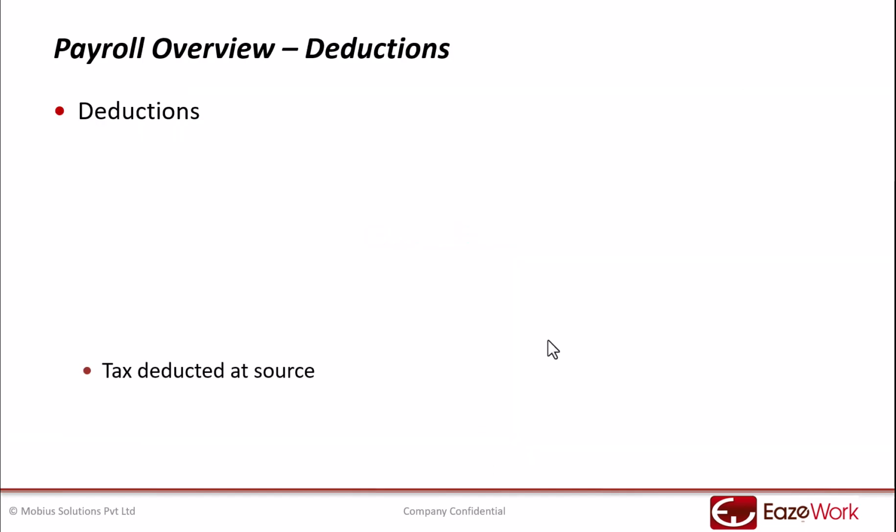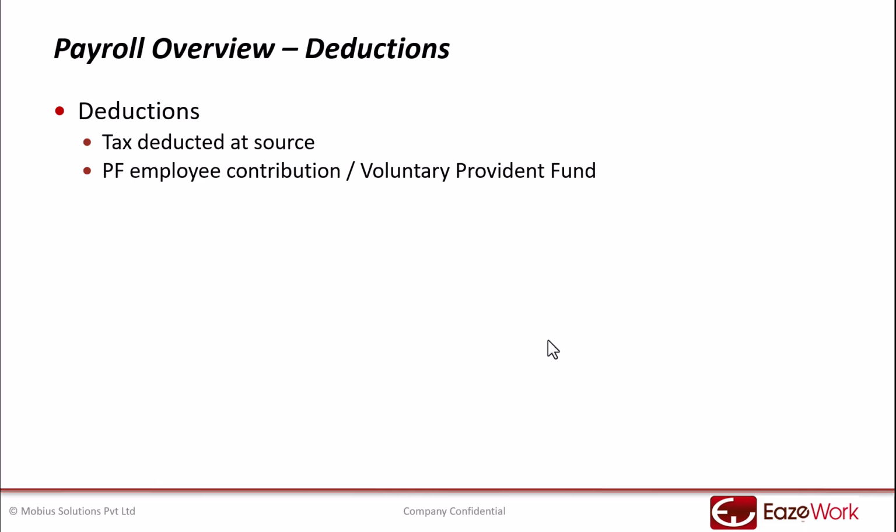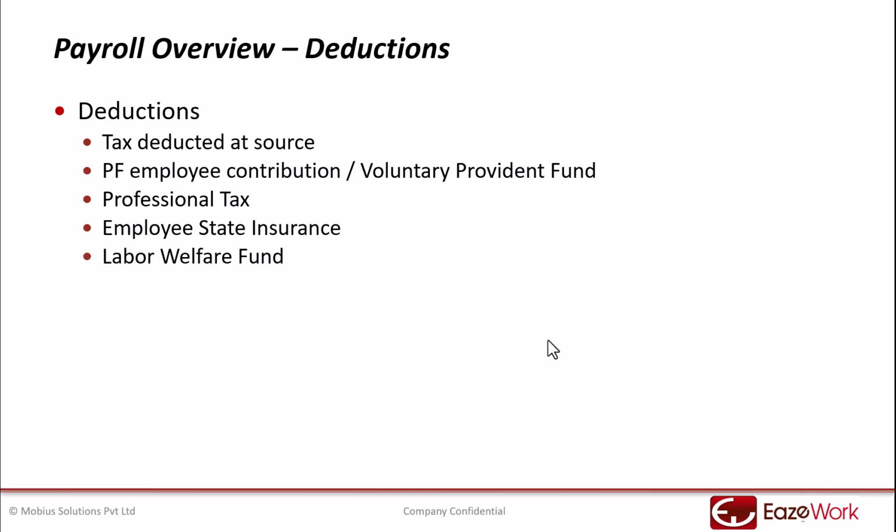The second part is the deductions. There are multiple types of deductions you will have in payroll. The most important one is tax deducted at source. TDS is calculated based on your taxable income and also will depend upon whether you're a part of the old regime or new regime. If your company is participating in PF, and if you're participating in PF, you will have a PF employee contribution. You can also have voluntary provident fund deduction. If you are in a state where there is a professional tax applied, then there will be a PT deduction. If your salary is below a certain threshold, you'll be a part of the employee state insurance scheme, so you will have ESIC deduction. Some states might have labor welfare fund component, which will be deducted from your salary.